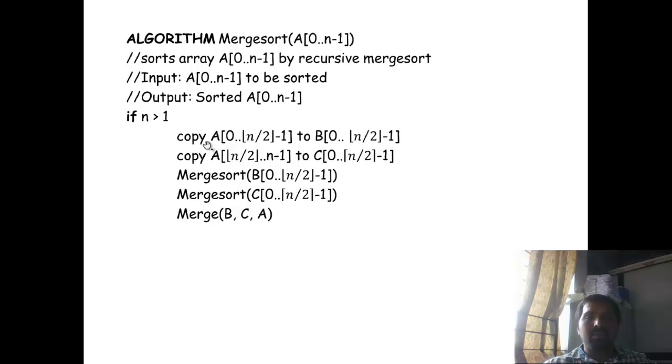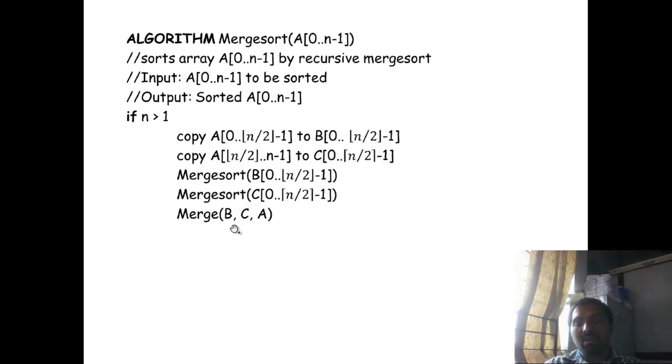So how can we apply this procedure? First, as per the theme of divide and conquer, we need to divide the problem into equal size problems. So if n is greater than 1, copy the first half of the elements to one array and copy the remaining half of the elements to another array. Then apply merge sort on the first half and merge sort on the other half. To get small problems, we repeat the process. It is a recursive procedure. After getting the solutions to these subproblems, merge sort B and merge sort C, we can merge them.